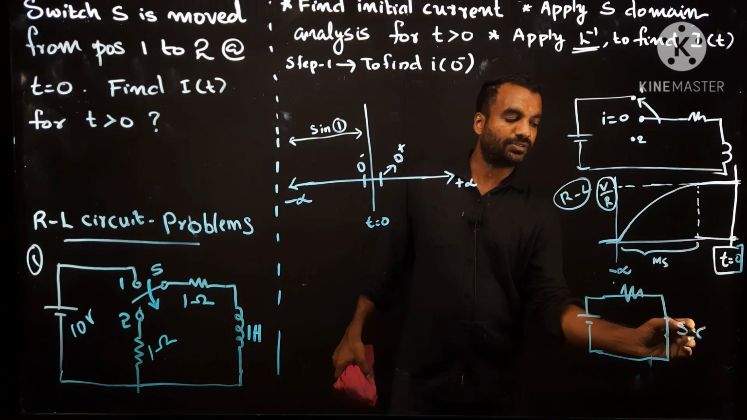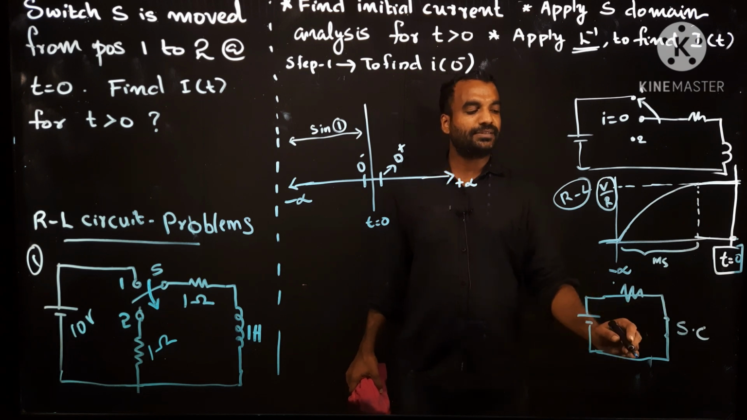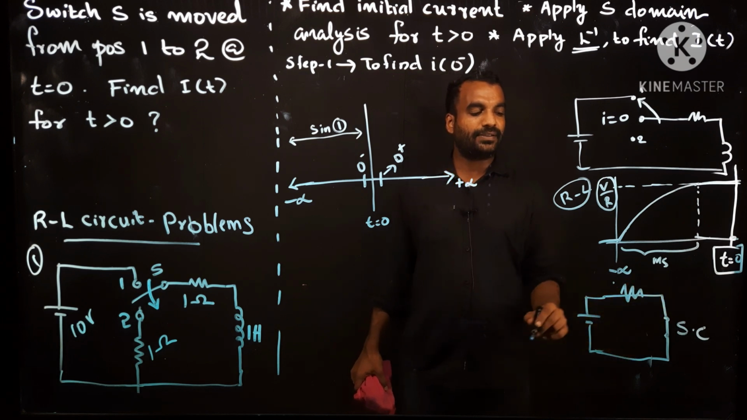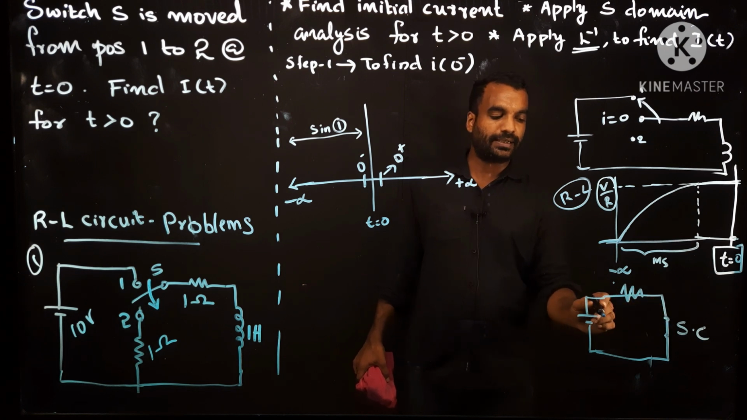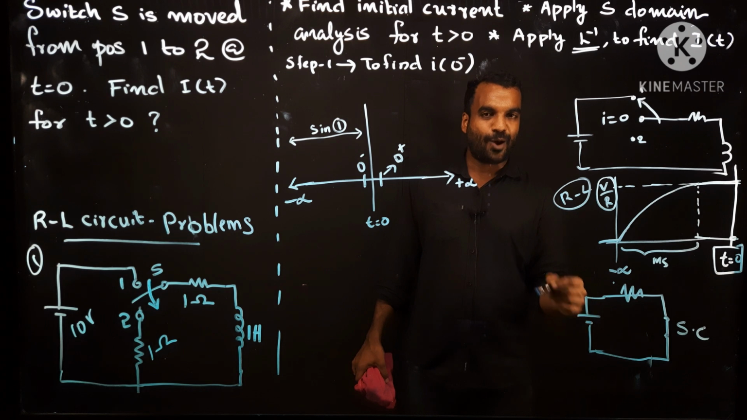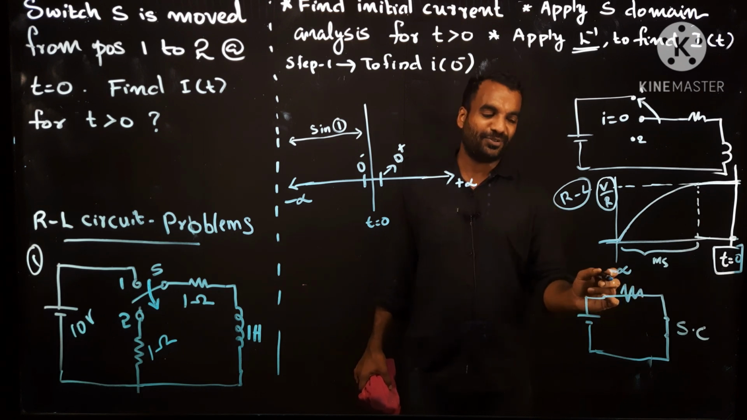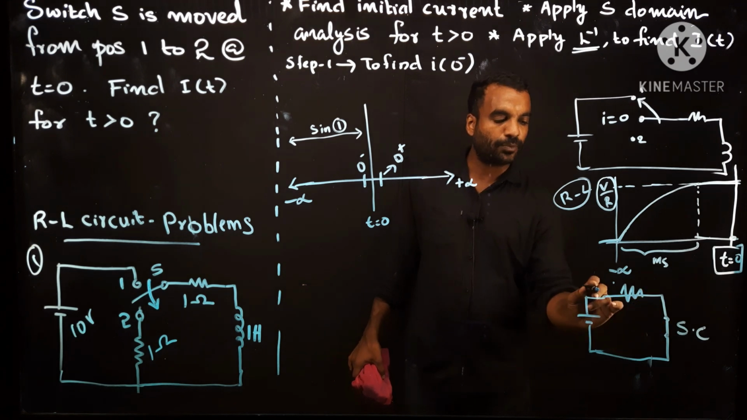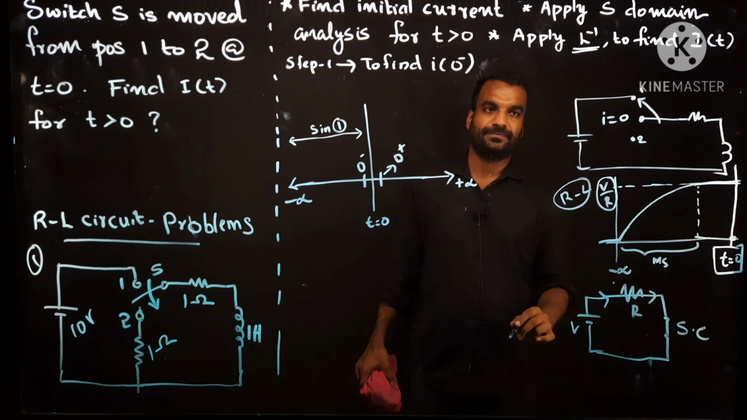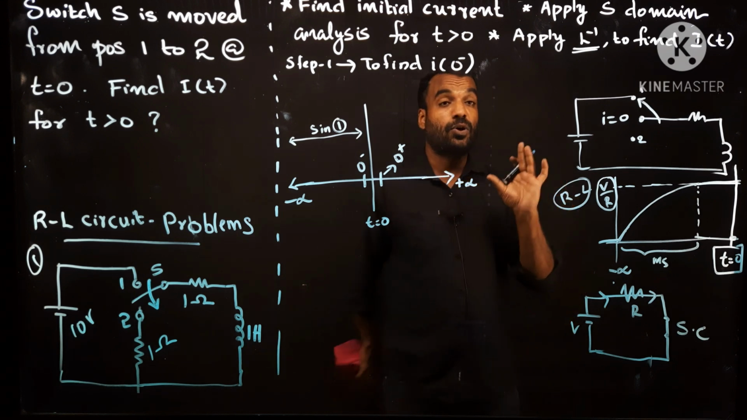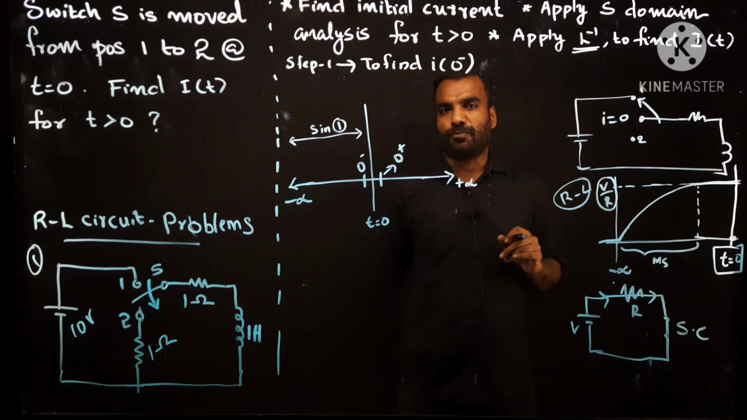Inductor behaves as a short circuit. Short circuit means the current in the inductor is... how can we calculate the current value in the inductor? Is it 0? No. Because the inductor behaves as a short circuit, but this current value is nothing but V by R. This is the knowledge you should have previously while attempting this problem.